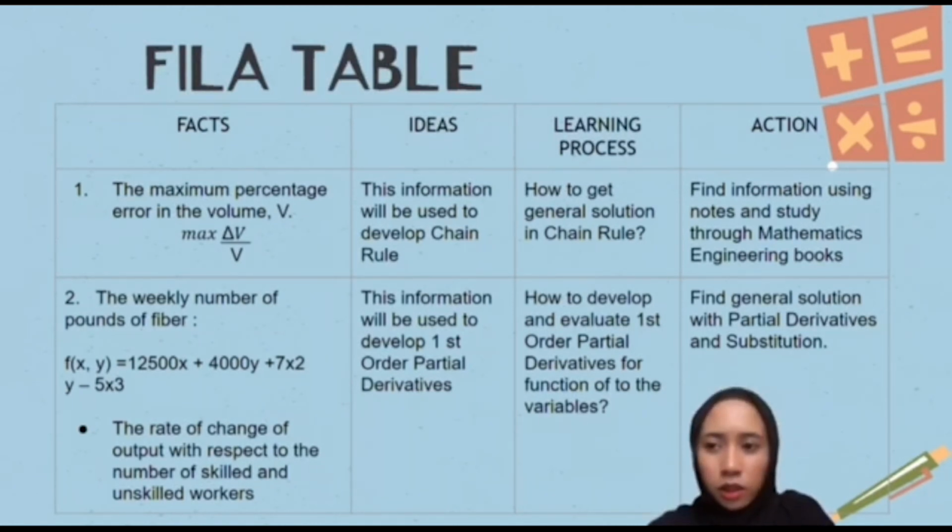The second question is to find the weekly number of pounds of fiber that has been given by the equation, and then we have to find the rate of change of output with respect to the number of skilled and unskilled workers. This information will be used to develop first order partial derivatives. The learning process is how we develop and evaluate first order partial derivatives for a function of two variables. The action is to find the general solution with partial derivatives and substitution.